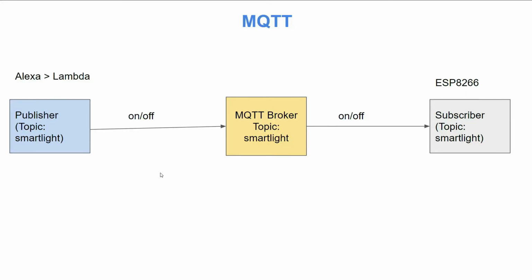Before I proceed further, I want you to revisit the architecture of this particular application. So till now, what we have done is we already have the broker, we already have the subscriber, and on the left hand side, we have worked on the Alexa skills. We have integrated our Alexa skills with the Lambda function, and Lambda function is working properly.